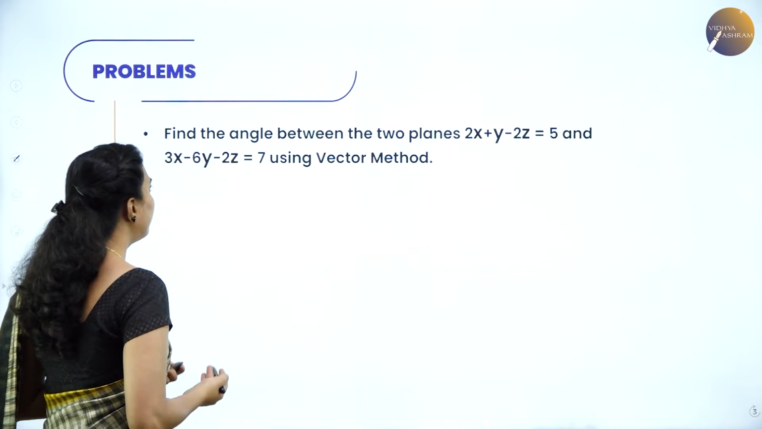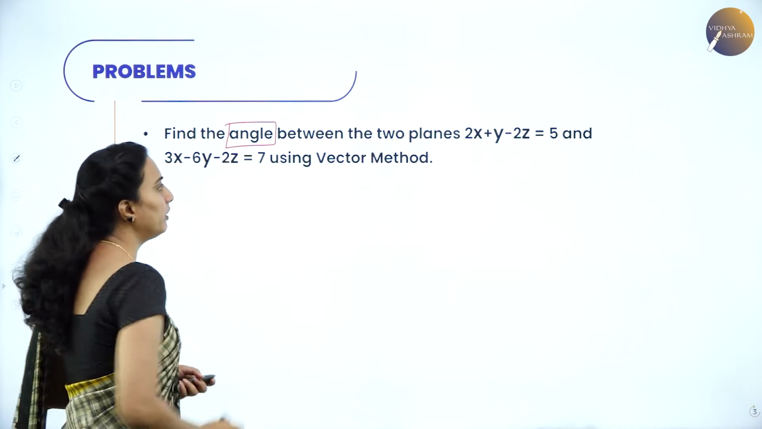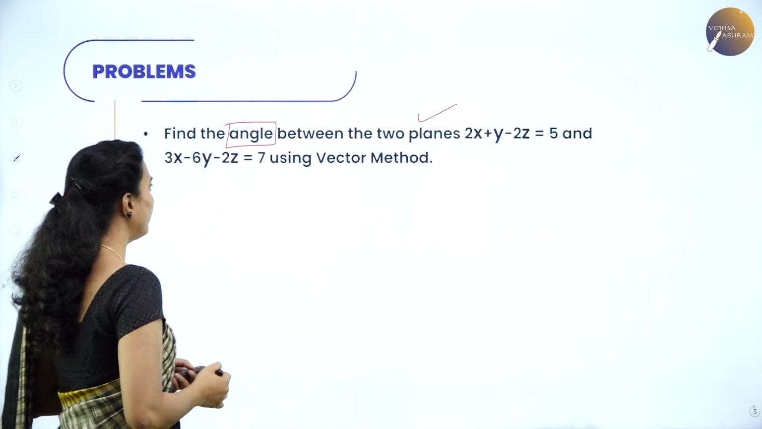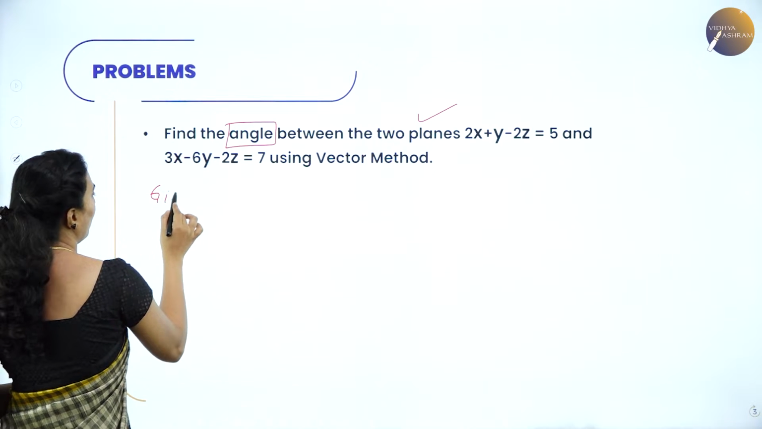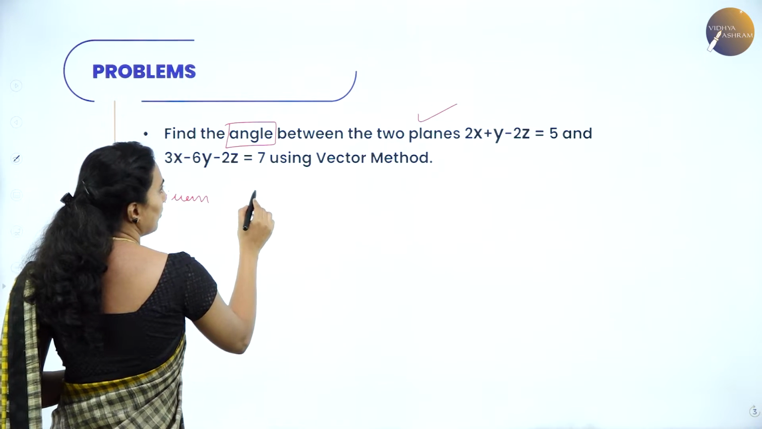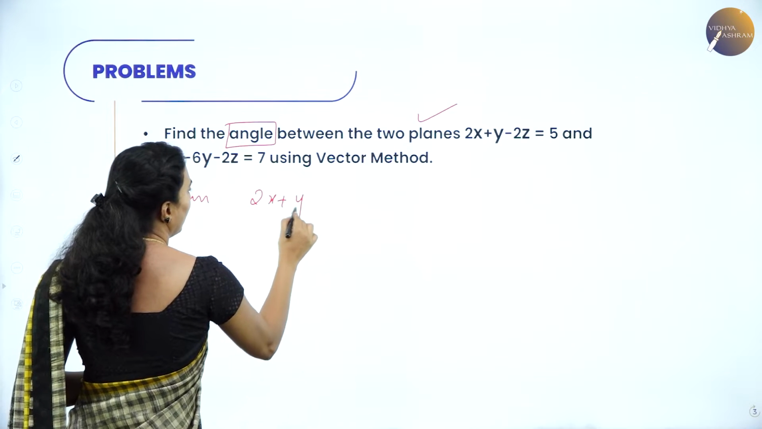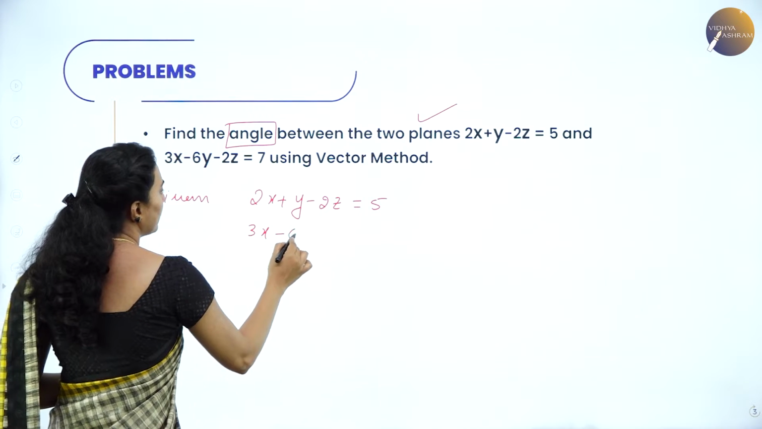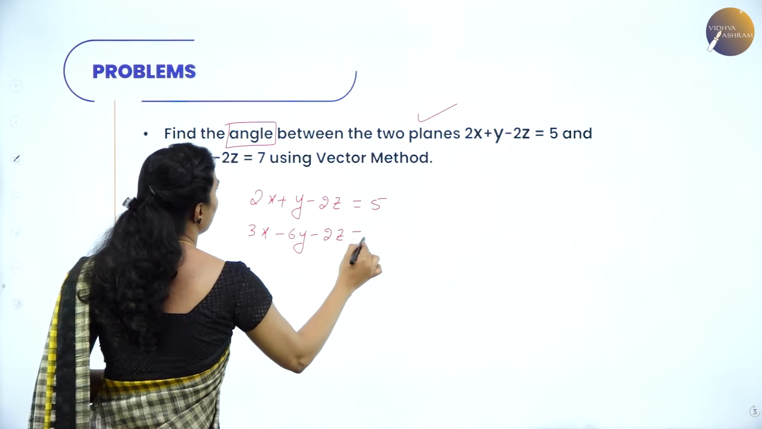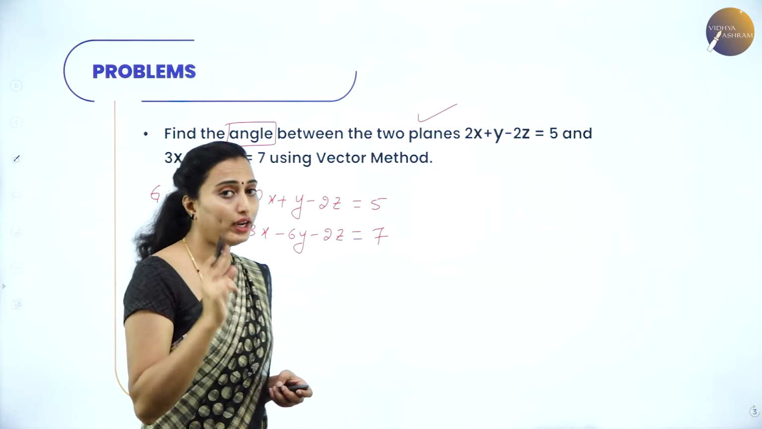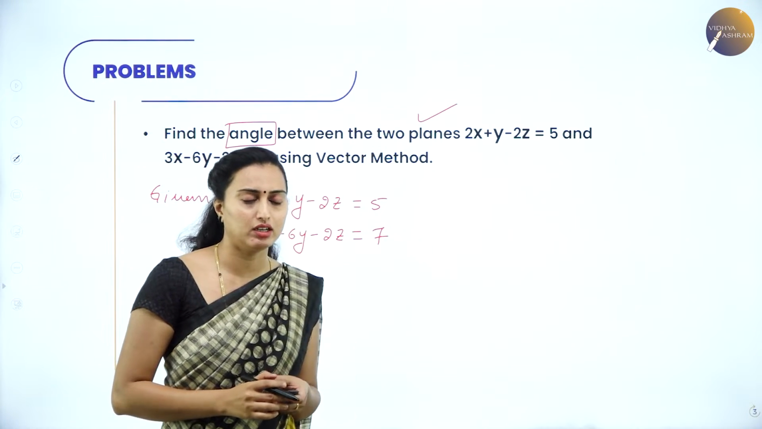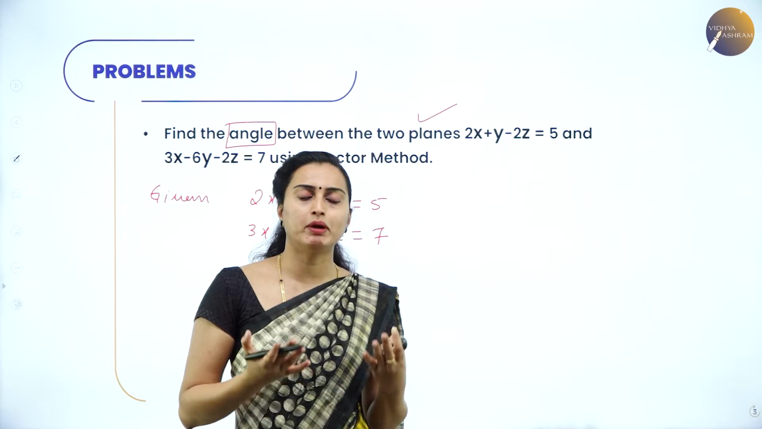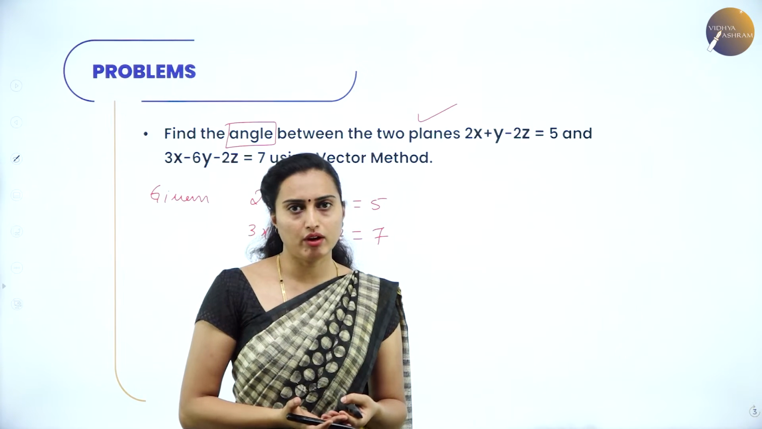Now here we have: find the angle between the two planes 2x plus y minus 2z is equal to 5. So they have given two planes, which are 2x plus y minus 2z is equal to 5 and 3x minus 6y minus 2z is equal to 7, using the vector method. They have asked you to use the vector method. That means cos theta is equal to the magnitude of n1 vector dot n2 vector divided by magnitude of n1 vector times magnitude of n2 vector.